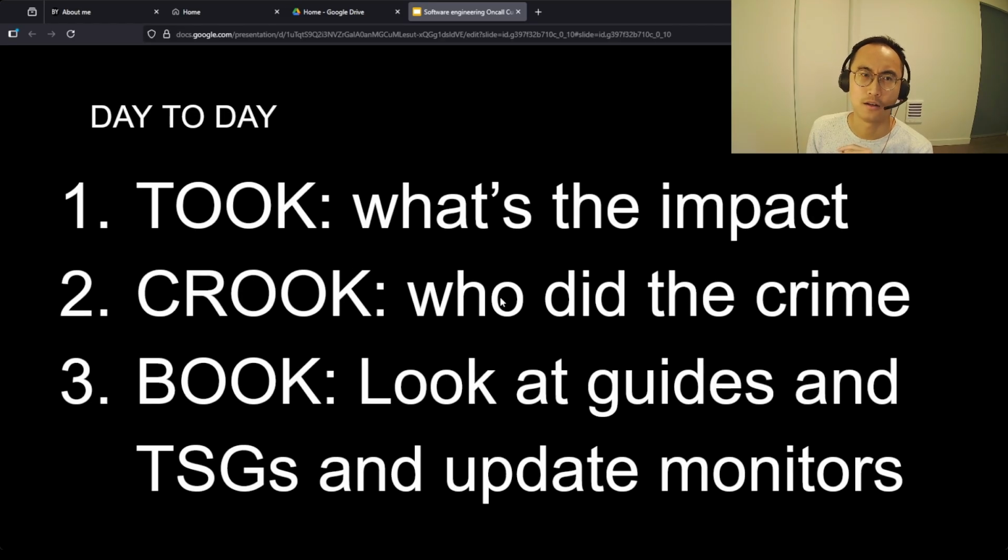So once you have that, you're going to start your day today, and I pretty much broke it down into took, crook, and book. Whenever you look at any new ticket, you're going to want to see what the crook took, which is what's the impact.